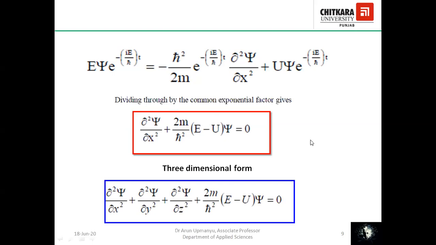And here is the three-dimensional picture of the particle moving in three dimensions: x coordinate, y coordinate, and z coordinate. In this case, we are assuming that your wave function depends upon all three coordinates x, y, and z.